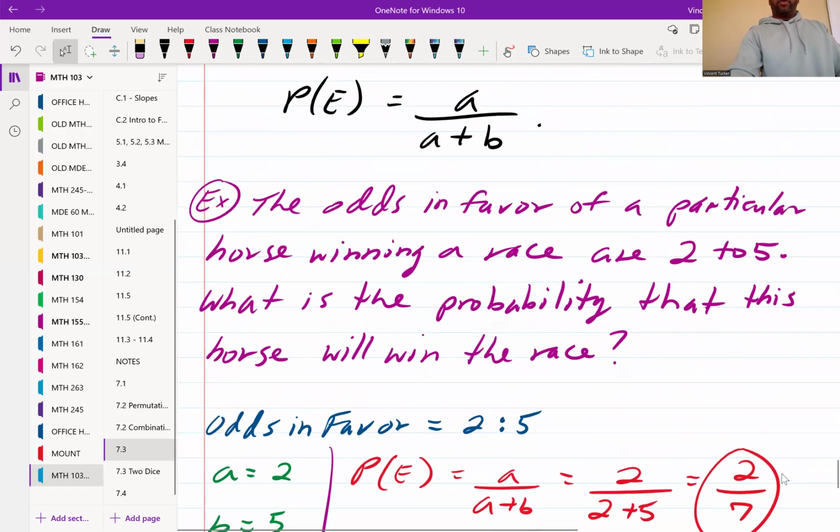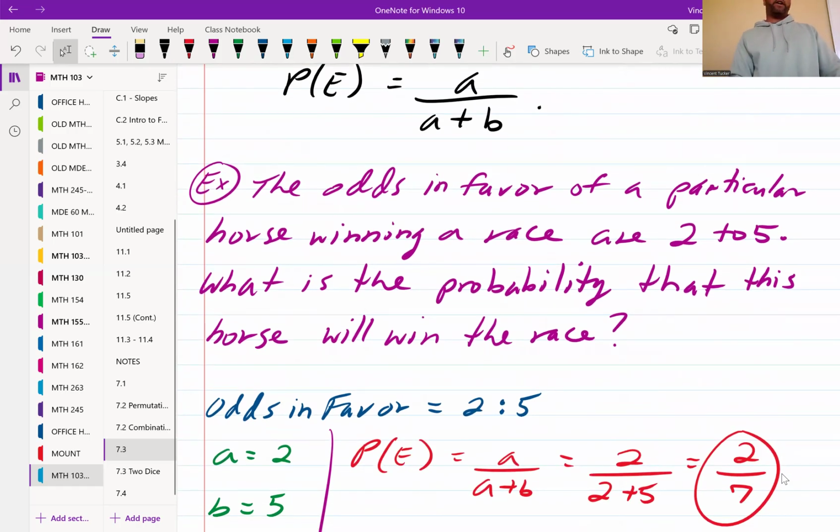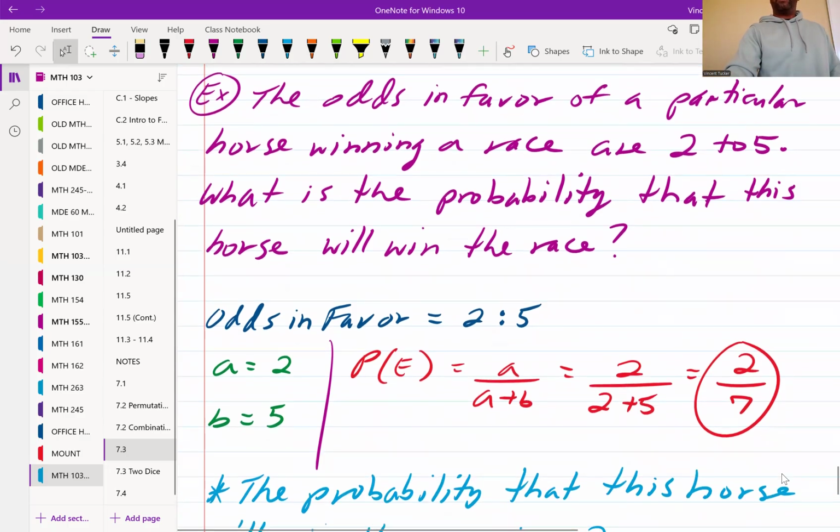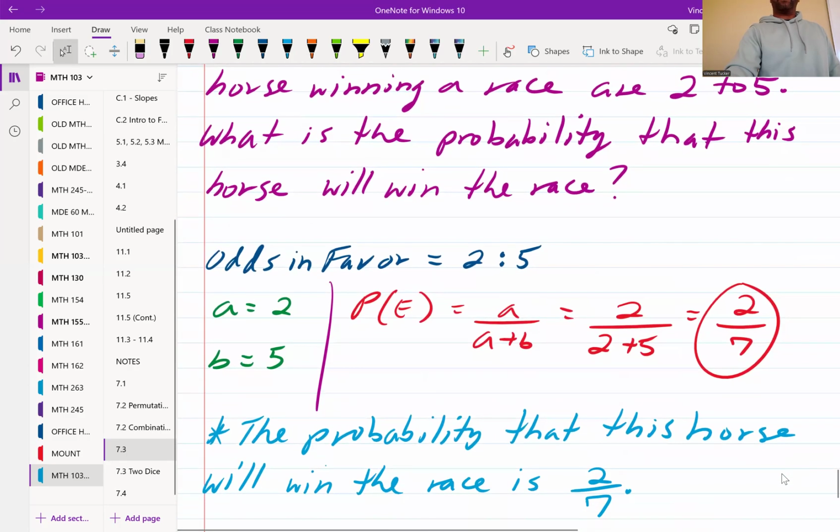All right. So this says odds in favor. We have 2 to 5. That means A is 2 and B is 5. The one that comes first is always A, the second one is always B. So A is 2, B is 5, and then we plug it into the formula of A over A plus B. That'll be 2 over 2 plus 5, and that means the probability is 2 over 7. WebAssign will let you know if they want that as a decimal or percentage. But yep, 2 over 7, or 2 out of 7.